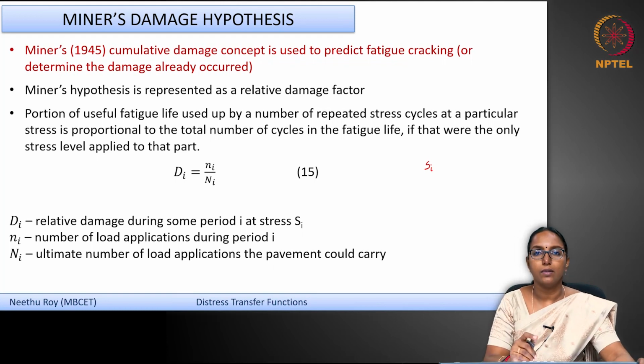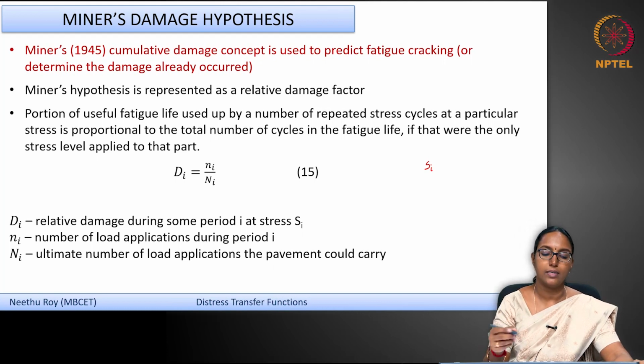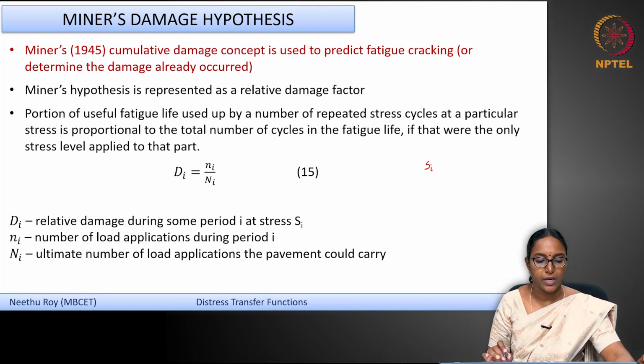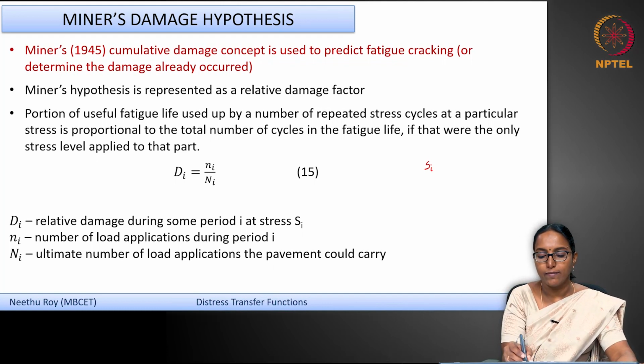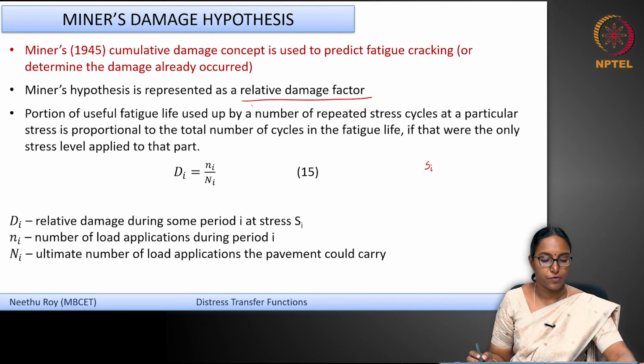can be explained using the Miner's cumulative damage concept. Okay. So, this concept can be used either to predict the fatigue cracking or determine the damage that has already occurred. Now, what is this Miner's hypothesis? It represents a relative damage factor.